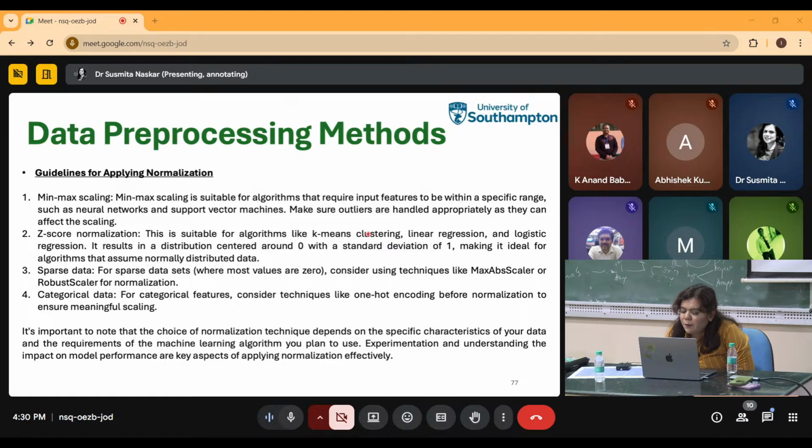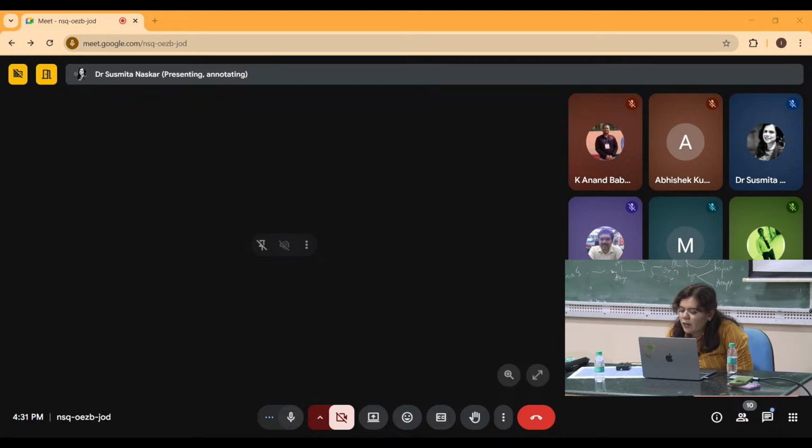And then for sparse datasets where most data values are 0, right? That's when we use the method called MaxAbsScaler. These are designed to work well without distorting the zero entries, okay.